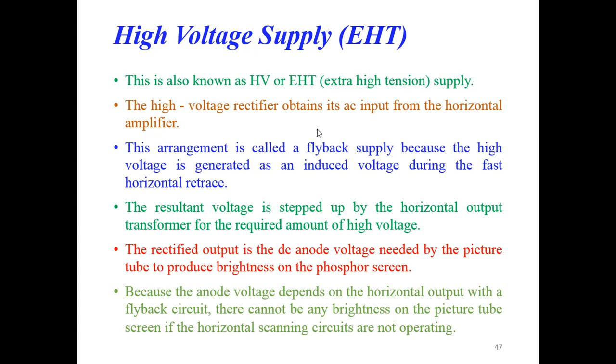This arrangement is called a flyback supply because the high voltage is generated as the induced voltage during the horizontal retrace. The resultant voltage is tapped by the horizontal output transformer for the required amount of high voltage. The rectified output is the DC voltage needed by the picture tube to produce brightness on the phosphor screen of the picture tube. Because the anode voltage depends on the horizontal output with a flyback circuit, there cannot be any brightness on the picture tube if the horizontal scanning circuits are not operating.